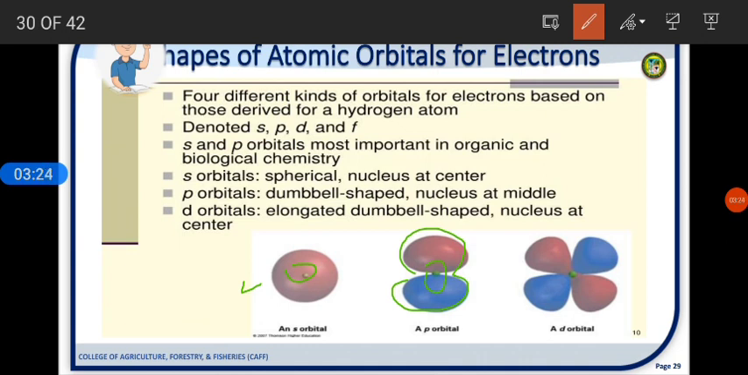And for the d orbital, look at that one. They look like an elongated dumbbell shape. It's like this is the first dumbbell and this is the second dumbbell, and the nucleus is also at the center. Again, how do you describe the shape of the orbital? For the s orbitals, it is spherical and the nucleus is at the center. For the p orbital, it is dumbbell shaped and the nucleus is at the middle of the dumbbell shape. And we have the d orbital, so it's like two dumbbells, an elongated dumbbell shape, and the nucleus is at the center.